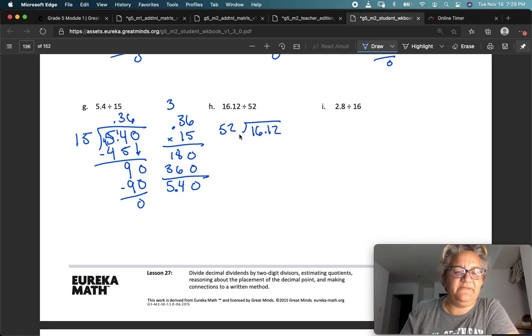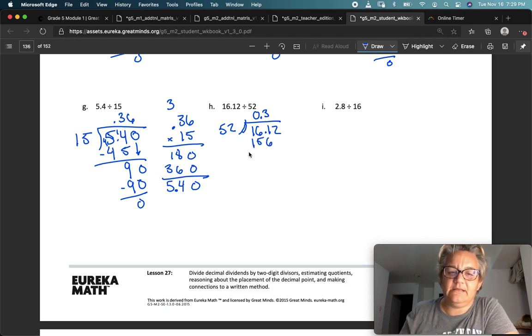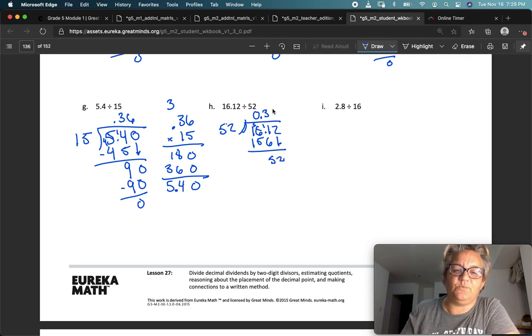Okay. 16 and 12 hundredths divided by 52. Okay, well, 52 isn't going to go into 16, so I'm going to put a 0 there. Now, 52 will go into 161 3 times. So that's 6 and 15, right? Now I'm going to subtract that, and I get 5. Bring down this 2. Well, 52 will go into 52 1 time.